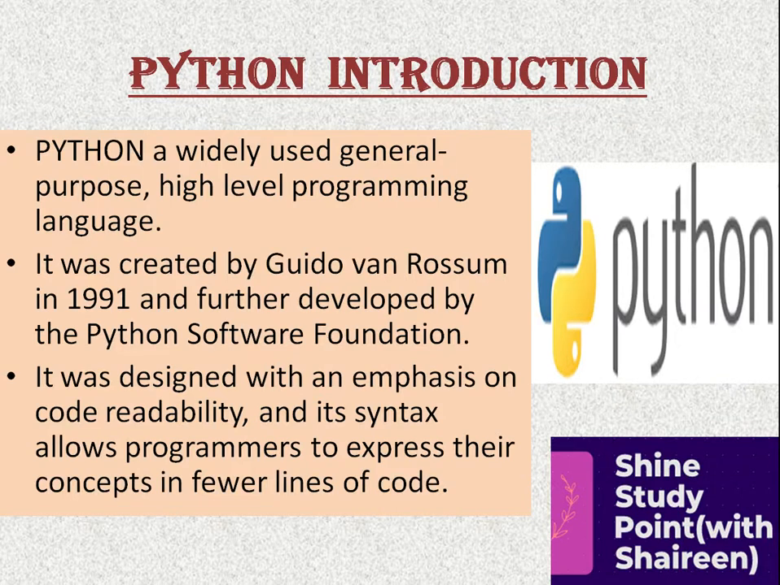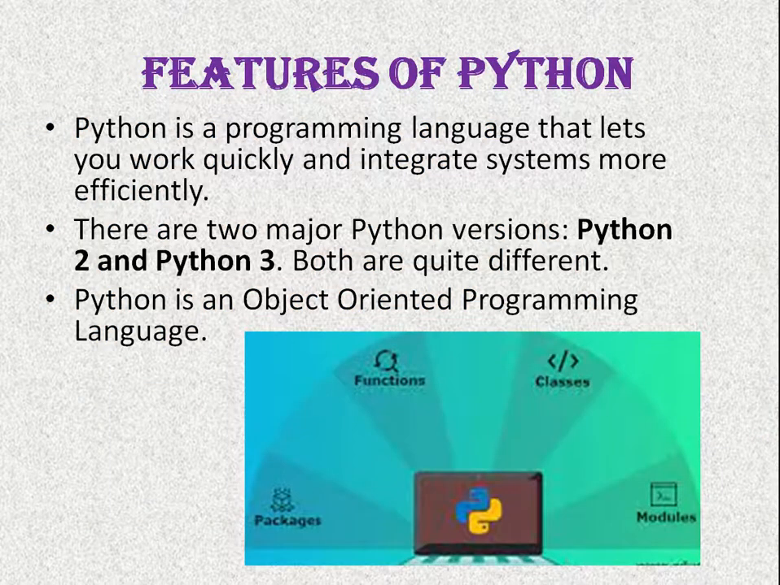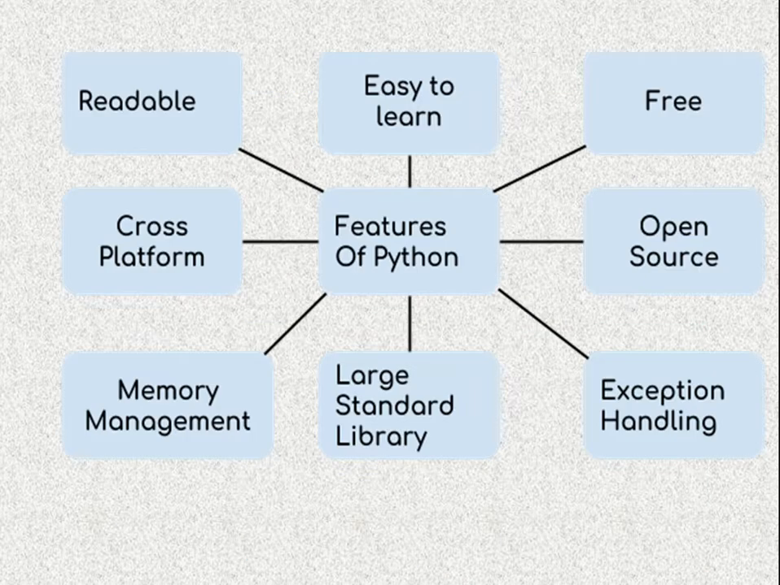So Python language is a high-level programming language and it was created by Guido van Rossum in the year 1991. And it is a very simple language. If you are a beginner who wants to learn a programming language, it's a quick start for you to learn Python because it has lots of features. It integrates the system more efficiently, and there are two major versions of Python language, that is 2 and 3, and it is an object oriented language.